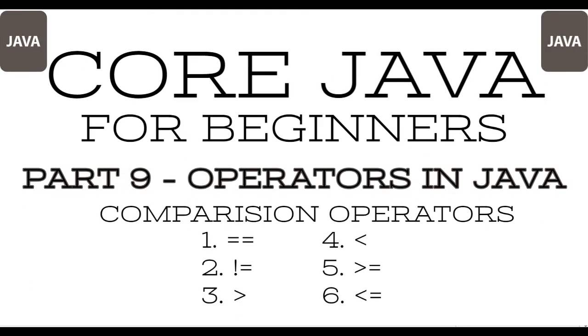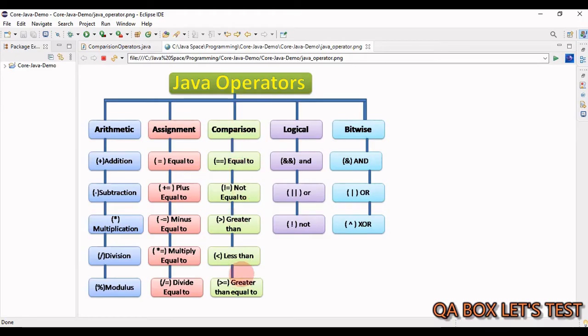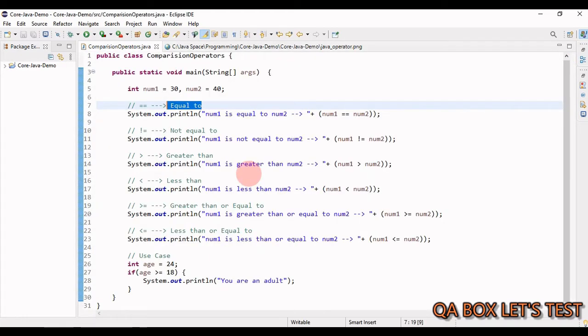Hey guys, in this video we are going to learn comparison operators. Comparison operators are also called relational operators and they are used to compare two values. This comparison evaluates to either true or false, nothing else. Hence, these comparison operators are used extensively in looping as well as conditional if else statements.